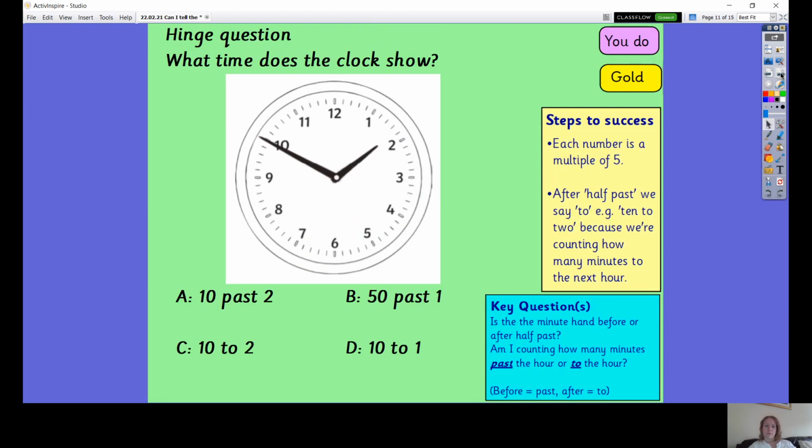Okay, let's move on to our Hinge question. What time does the clock show? So can you pause and have a look? Do you think it says 10 past 2? Do you think it shows 50 past 1? Do you think it shows 10 to 2 or 10 to 1? So pause here and have a look.